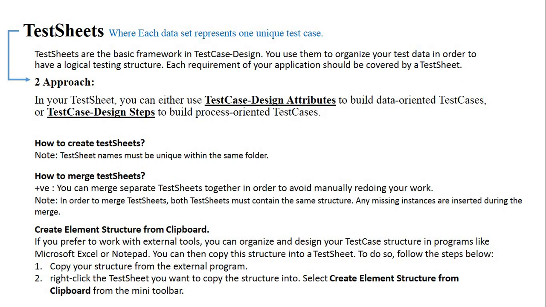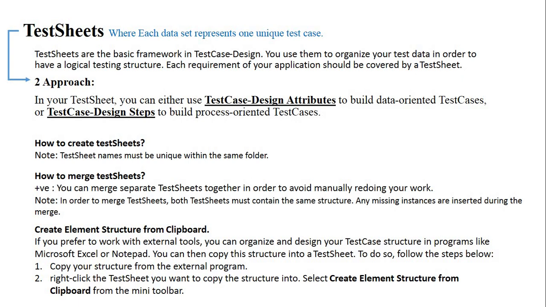And there are different approaches that you can follow to create a test sheet. We manually prefer the test case design attributes, where you just provide the data to your test cases, and it will be like data-oriented test cases, where we maintain the data of your test cases under the test sheet. We mostly use this test case design attributes approach in our projects, and in our organization also. In each project I have seen, we mostly use test case design attributes.